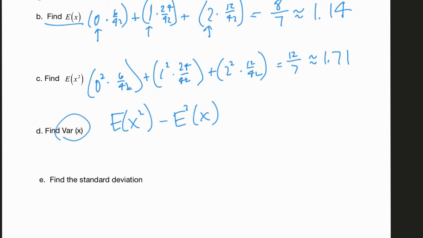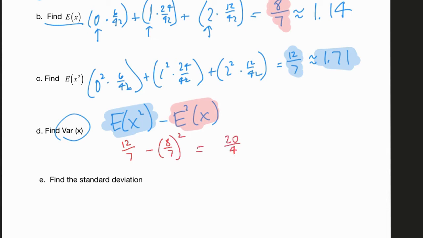So let me highlight some stuff. This you found here. Actually, I'm probably going to use the fraction. And then this you found here, but we have to square it. Okay, so let me fill those numbers in. So I'm going to have 12 sevenths minus 8 sevenths squared, which is 20/49. Again, handy dandy calculator, which is approximately 0.408.